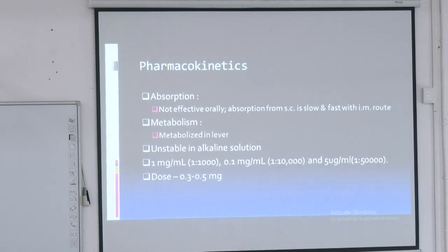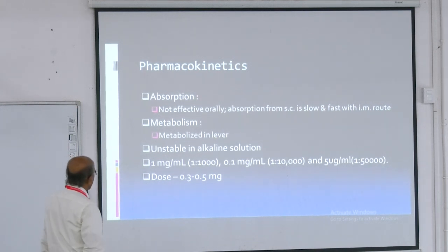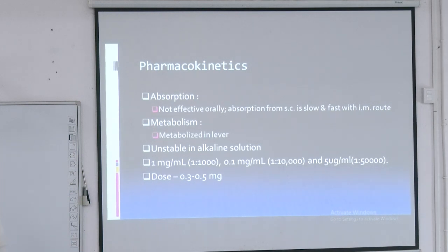Why is absorption from subcutaneous slow? Because of vasoconstriction, transfer to the outer compartment is impaired, and so the most important route is the intramuscular route. It is metabolized in the liver with the help of COMT and MAO. It is very unstable in alkaline solution. It cannot be left open.